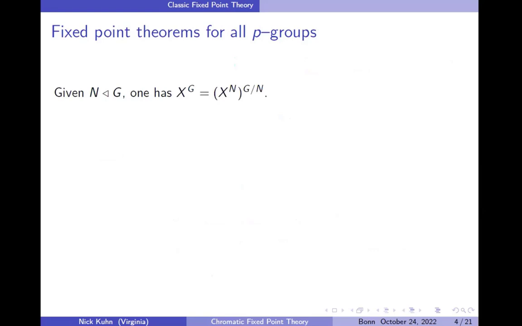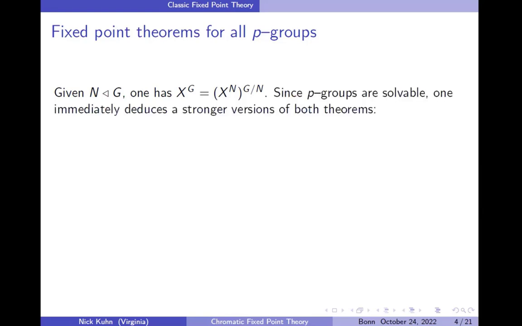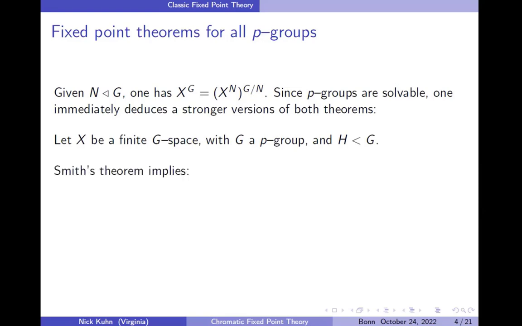That was just for cyclic groups of order P, right? If fixed points are connected in this way, and you have a normal subgroup, you can do it in two stages, taking fixed points. P groups are solvable, and so you can deduce stronger versions of both theorems. Suppose you have any finite G space, G is acting on it, G is a P group, and H is a subgroup. I'm giving you the most general version of that, because that's going to be more relevant to what I want to do later.